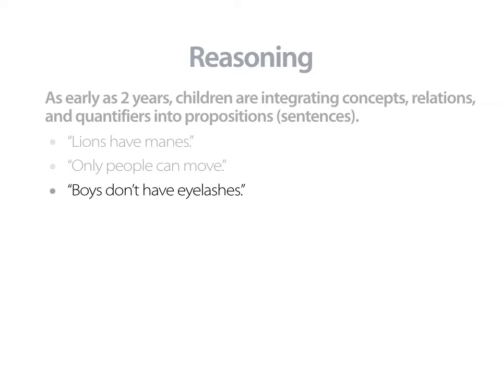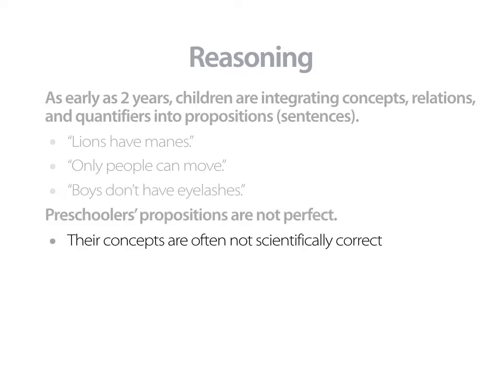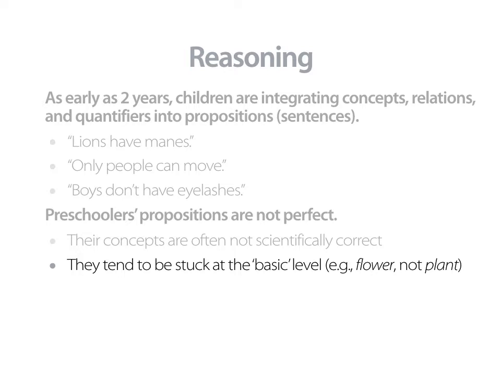Children's propositions, though, are different from adults in a few ways. They're not perfect. Their concepts are often not scientifically correct, so they might think that all living things move, but they might not realize that plants are living things. They tend to be stuck at the basic level, so they might be reasoning about flowers, but not up to the level of all plants. And so if they hear that plants need water, they might not realize that that applies to flowers.